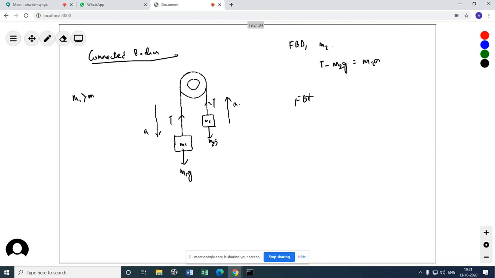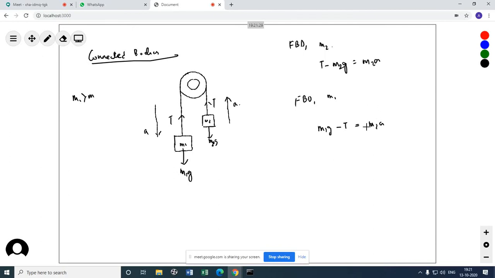Now the free body diagram of M1. What do you think it will be for M1? Can you guess? M1G minus T. Why M1G? Because it is falling down, which means that the weight must be greater compared to the tension. It should be equal to M1 into A.